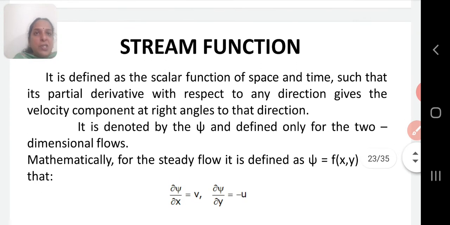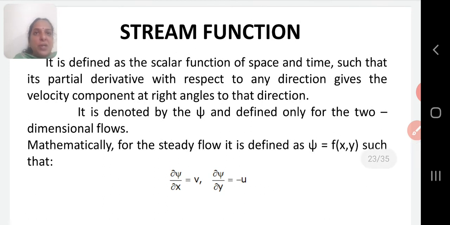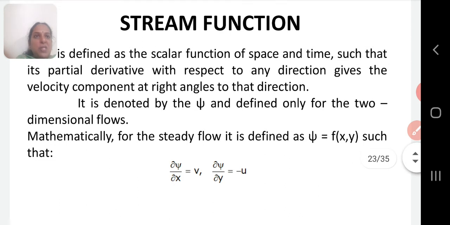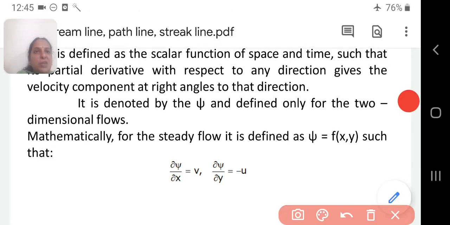Next one is your stream function. What is a stream function? It is a scalar function of space and time such that its partial derivative with respect to any direction gives the velocity component at right angles to that direction. So here we are taking the partial derivative with respect to any direction, which will give the velocity component at right angles to the direction. And this is also a scalar function of space and time. So here the stream function is given by the symbol psi.